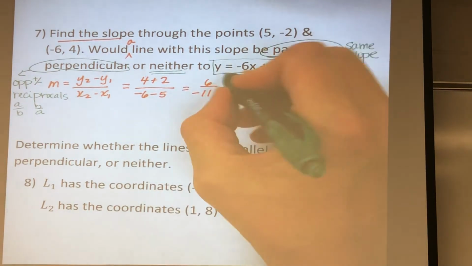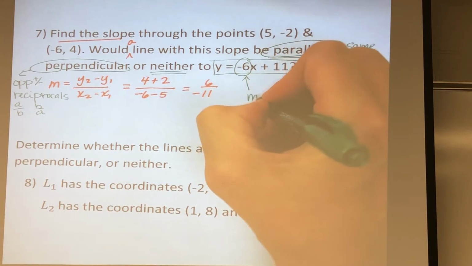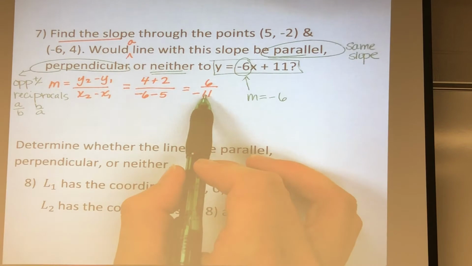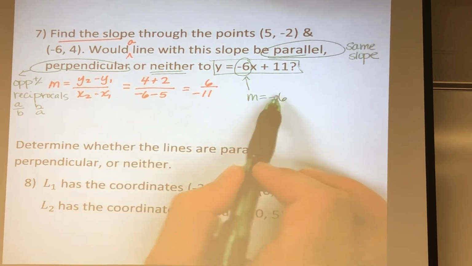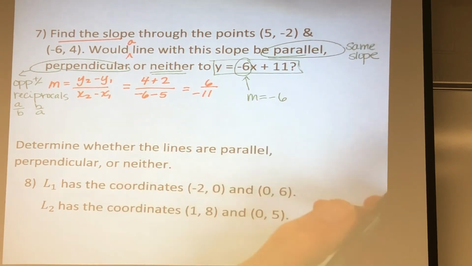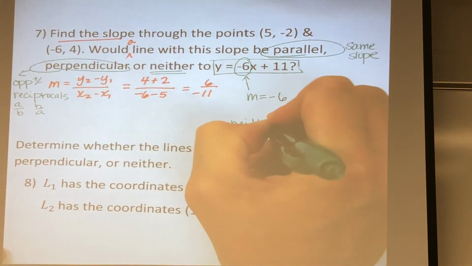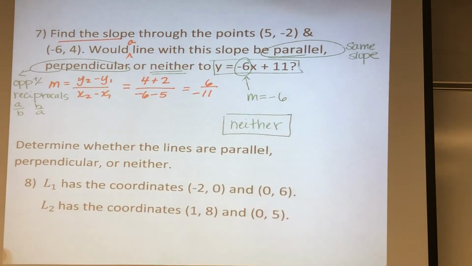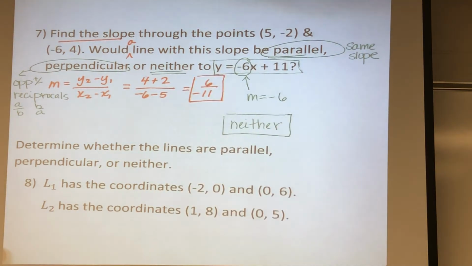The line they gave us, y equals negative 6x plus 11. Negative 6 is our slope. So if we compare negative 6 to negative 6 over 11, they obviously are not the same number. And they're also not opposite reciprocals because they're both negative and this doesn't even have an 11 in it at all. So these two lines are not parallel, they're not perpendicular, they are neither. So we found our slope and we identified parallel, perpendicular, or neither.